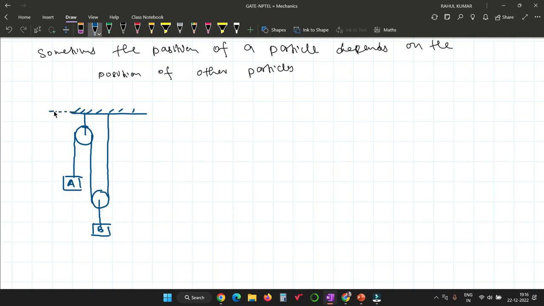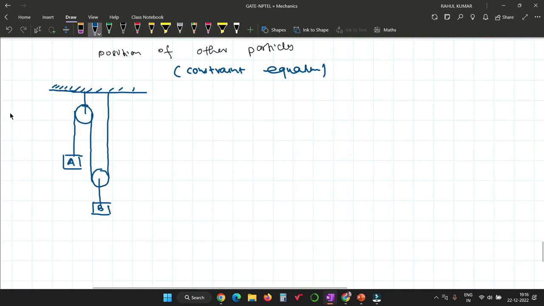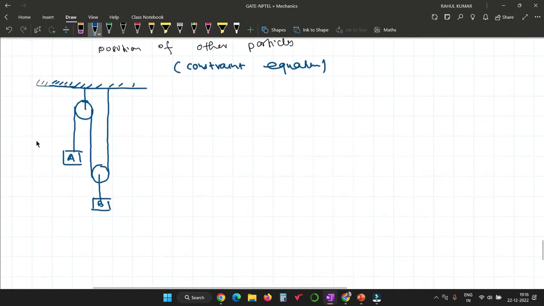So for that, what will we do? That topic is actually called the constraint equation. There is a method where you can assume that if the string is inextensible, which means that the length of this whole string is definitely constant, right?